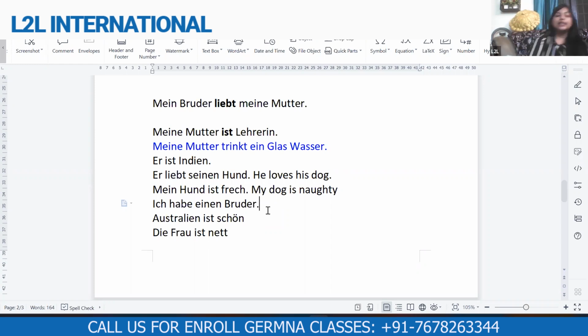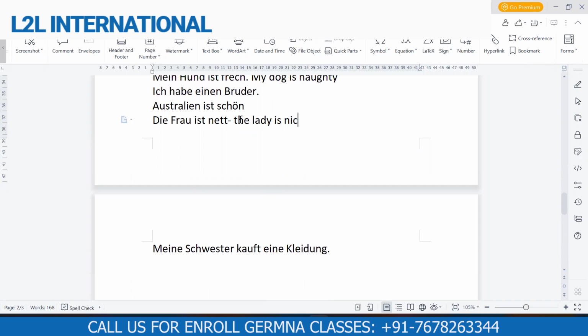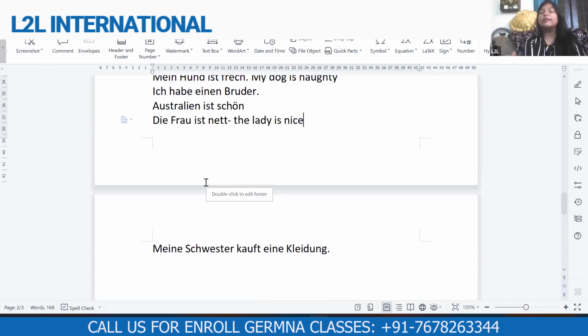The last one, die Frau ist nett. The lady is nice. Nett is an adjective. The lady is nice. Samriddhi. Nominative. So again, we are talking about the lady and her behavior. So nett is nothing. Nett is not a person. Nett is not a thing. It's an adjective. So we're talking about only the lady here. Yeah. So this is a nominative sentence.